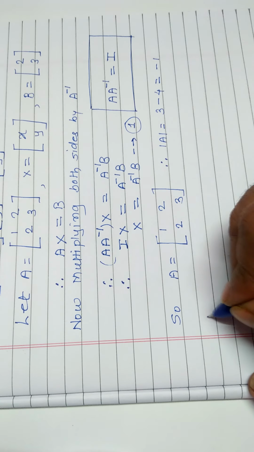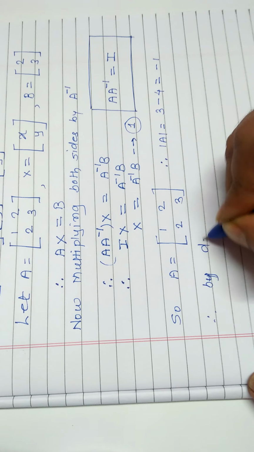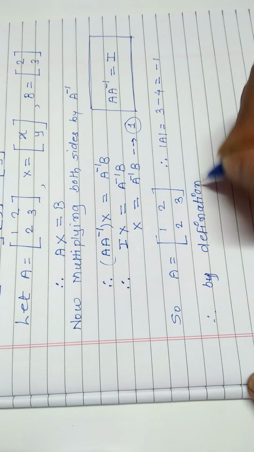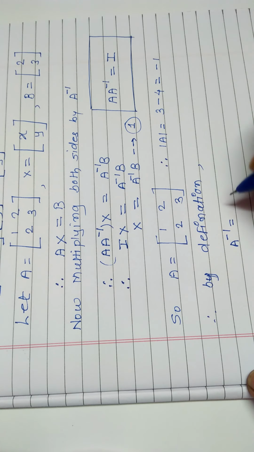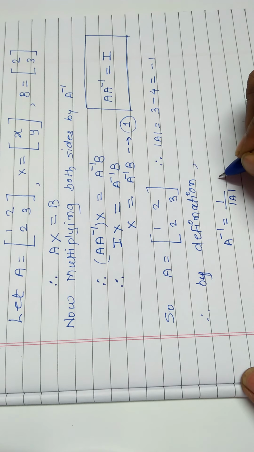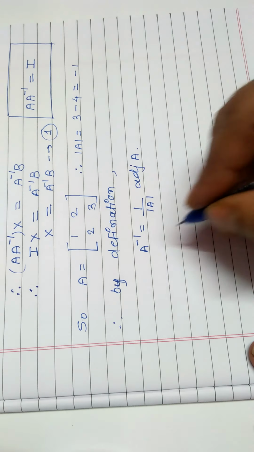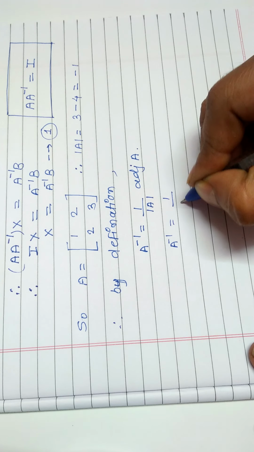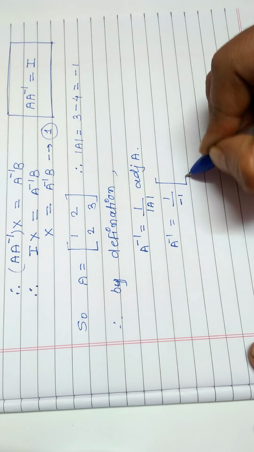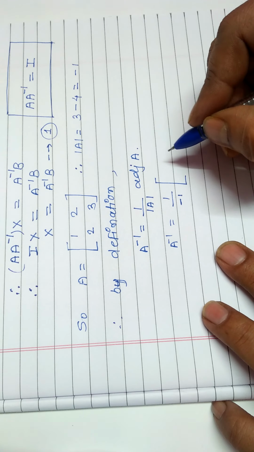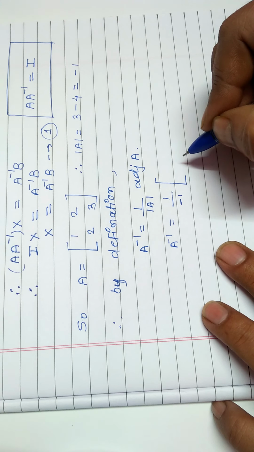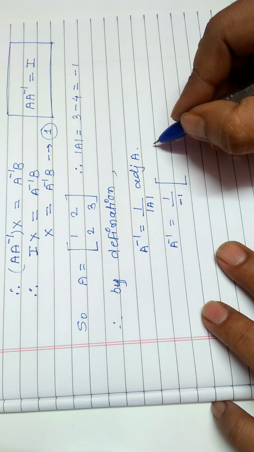That we know already. So by definition, A inverse is equal to 1 upon determinant A, multiplied by adjoint A. So A inverse is equal to 1 upon -1 into adjoint A. Now I am giving you a technique to write the adjoint A directly.